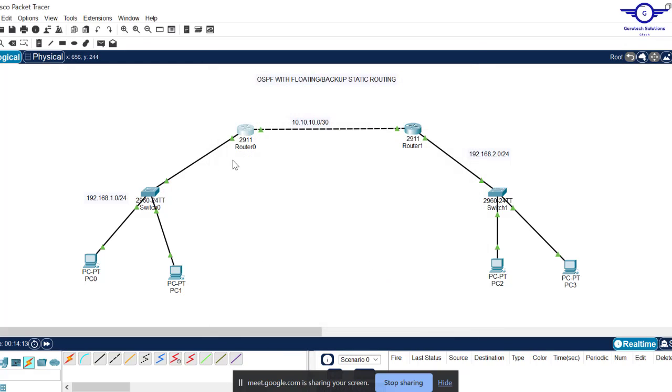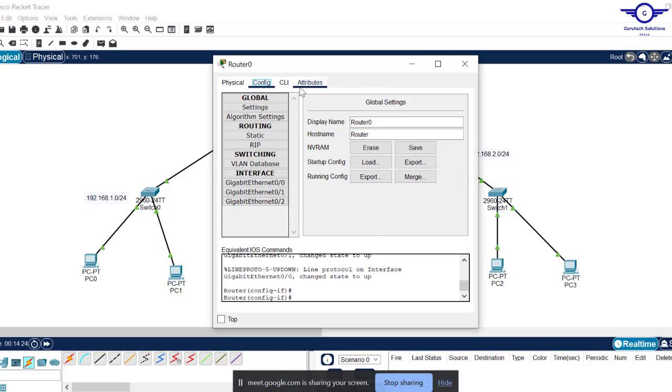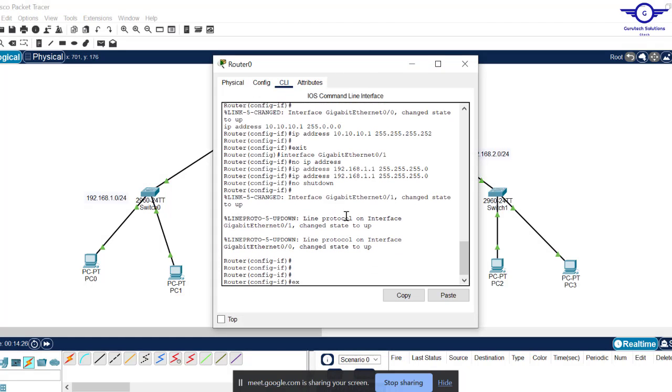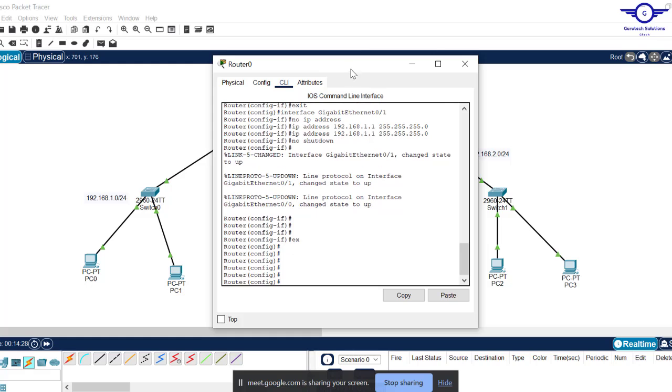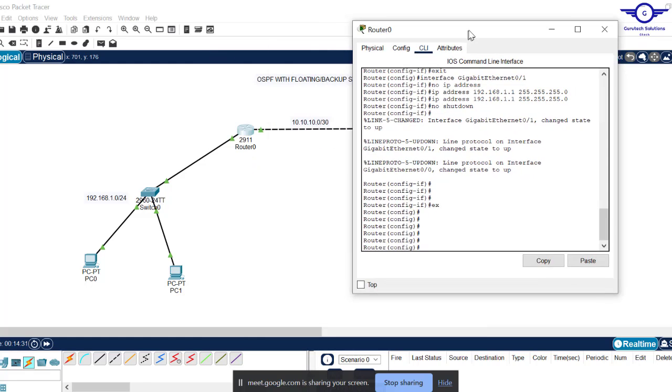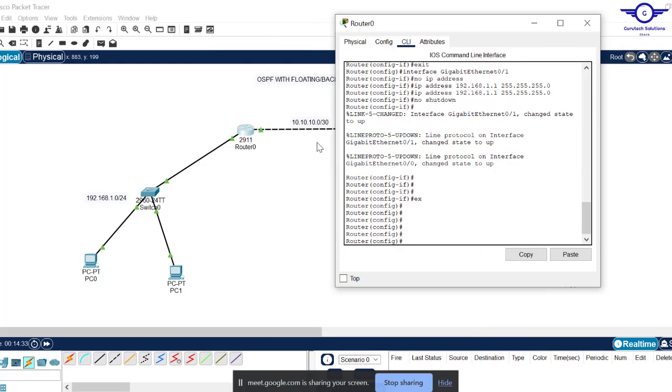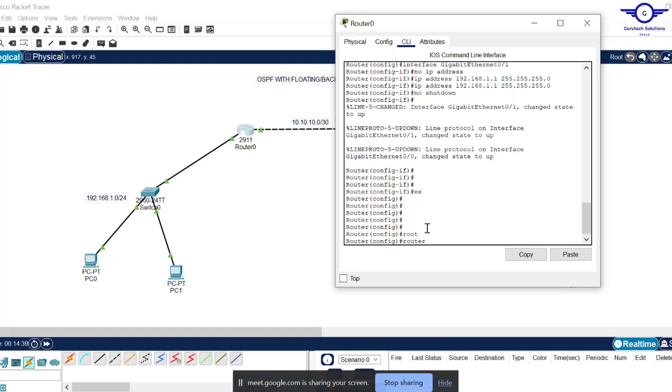The first step, as I have done, make sure that you have configured IP addresses to the interfaces and verify that you did the right thing. Then let's proceed. At the second step, you make this router aware that it's using OSPF as the routing protocol. So you just say router ospf.